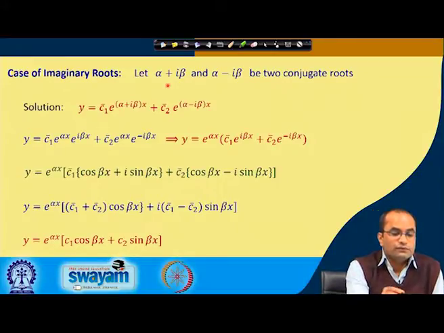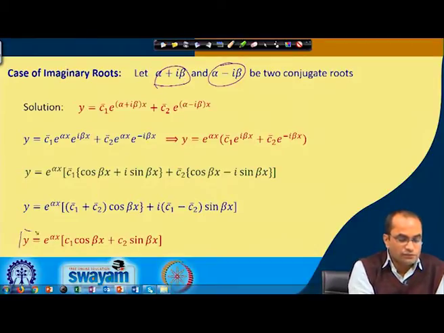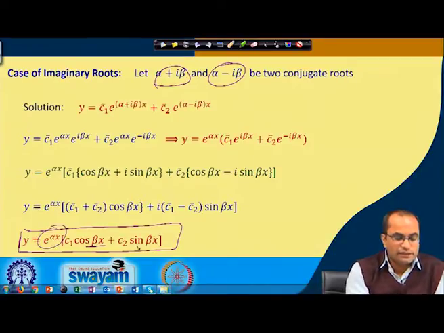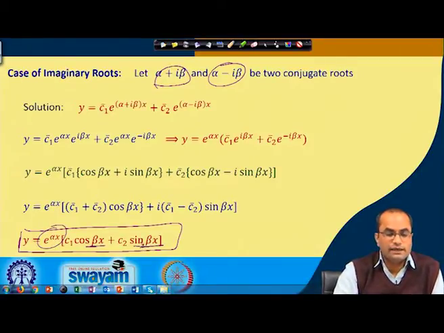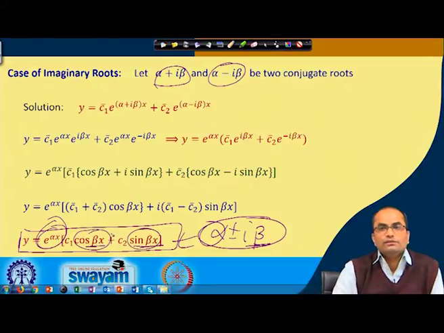So, when we have two conjugate roots as complex numbers, we write the solution of our homogeneous equation as e power alpha x times C 1 cos beta x plus C 2 sin beta x, when our roots are alpha plus minus i beta type. So, this alpha goes to the exponential part, and this beta goes with the cos and the sin term.